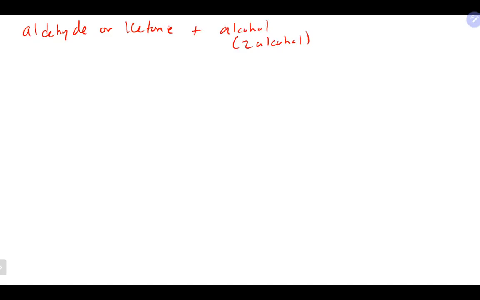So the first thing that's going to happen if we take an aldehyde, take any aldehyde we like. Let's do a nice small one, maybe. There we go. That's not too bad. And if we add an alcohol to it, it doesn't really matter how big the alcohol is, so we're just going to add methanol here. So we have our aldehyde, and we have our alcohol in this case.